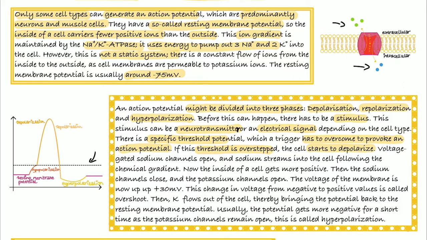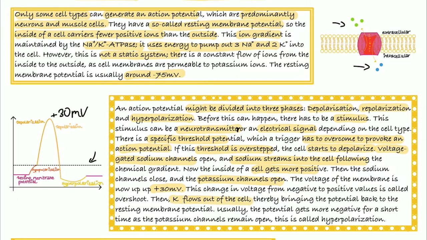First and most important here are the voltage-gated sodium channels. They open and sodium streams following its chemical gradient into the cell. So now the cell gets more positive. The channels then close again and the potassium channels open. Now the membrane potential is plus 30 millivolts. Now the potassium streams out of the cells again, and thereby we've got the membrane potential back.